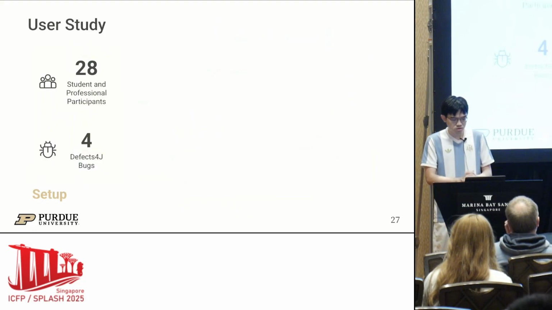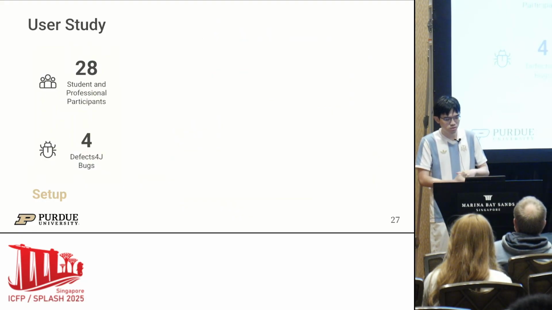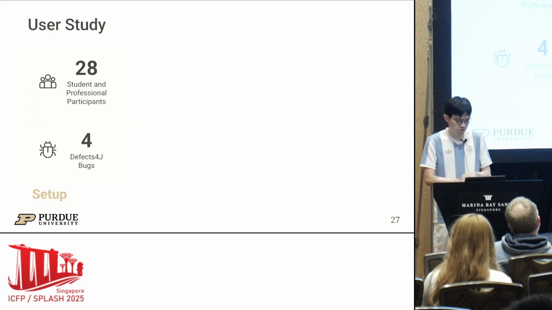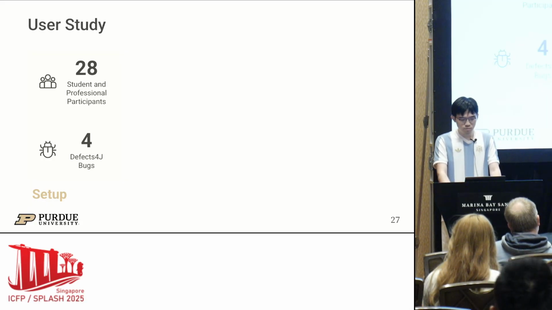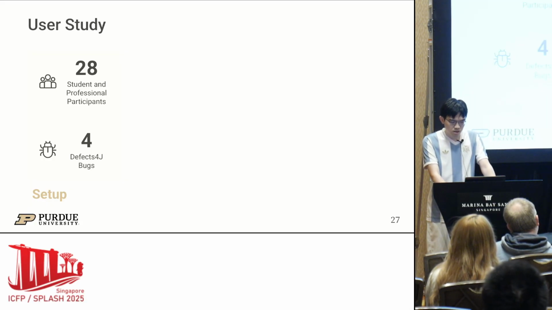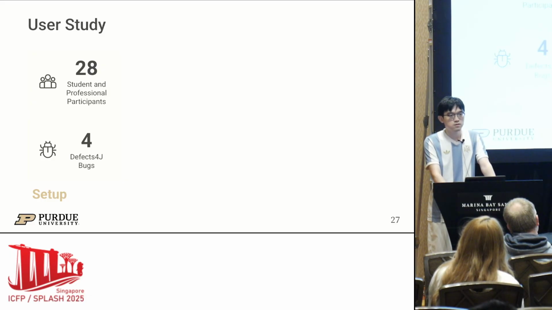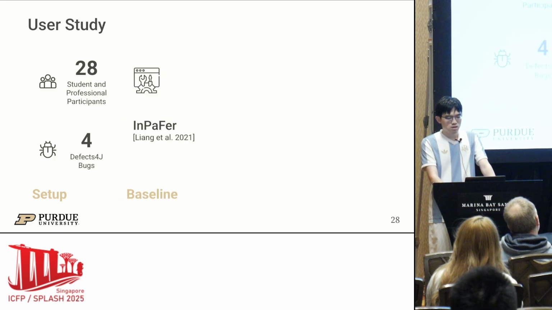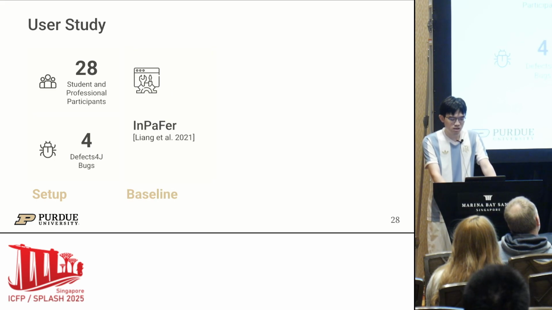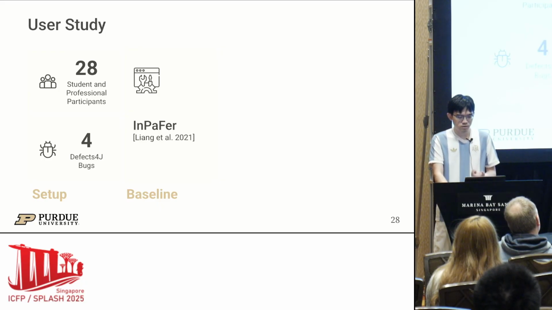To evaluate the usability, we conducted a user study with 28 participants from both academia and industry. We randomly selected 4 bugs from Defects4J as the bug fixing tasks for our participants. Our baseline is a state-of-the-art tool called Imperfer. It's an interactive patch filtering system.